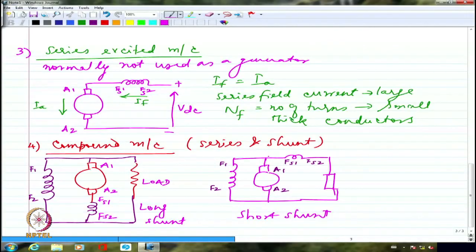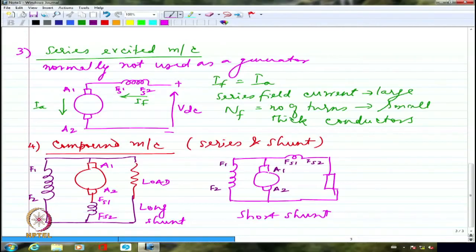Please note that the field is coming only across the armature here, not across the series field as well. The series field is going beyond the parallel connection of the shunt and armature, right? So this is generally known as short shunt.